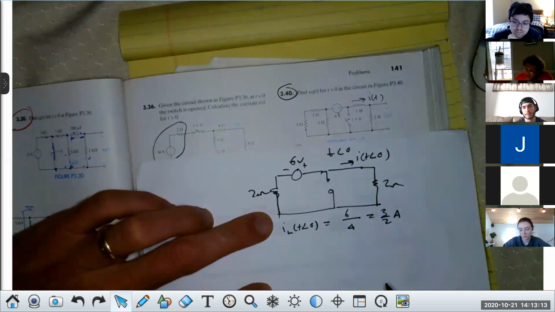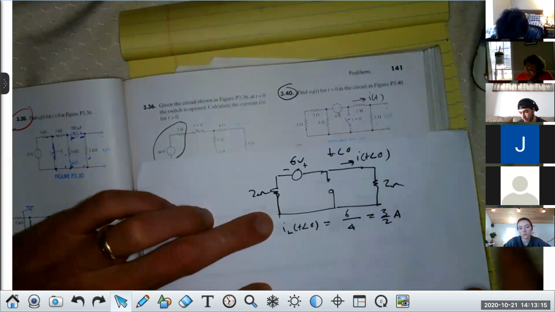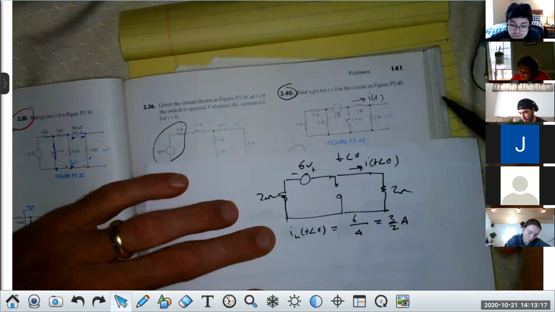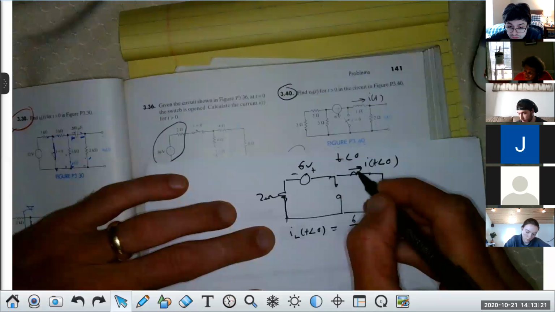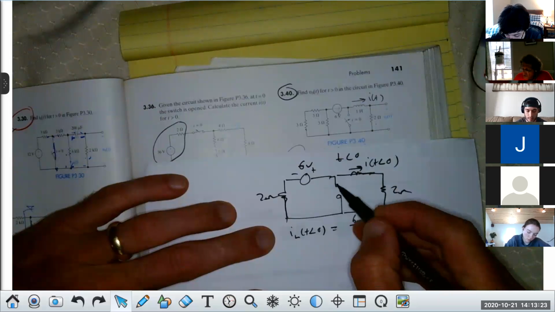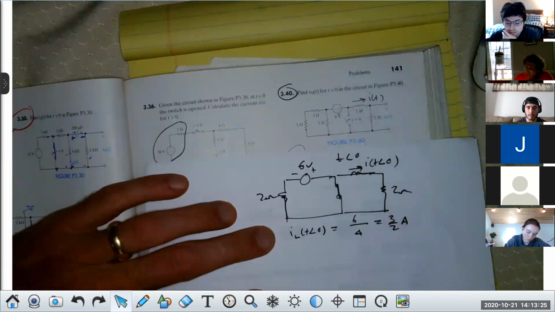Okay, now I have that. Now when the switch closes, what happens? Take a look at this. This is the circuit still, right? Only there would be an inductor here. When this switch closes right here, what happens when it closes here?